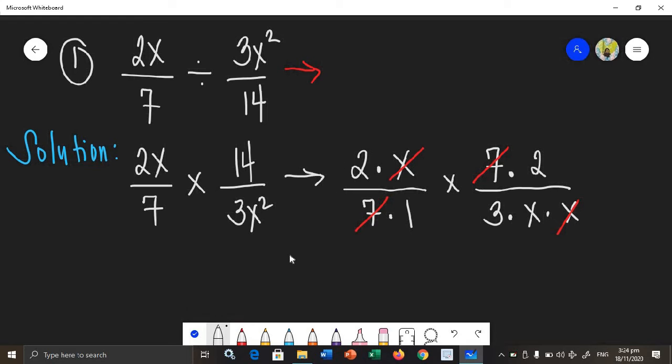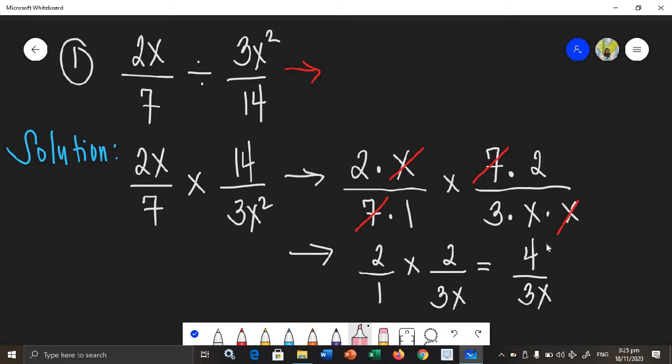Now that we have canceled out common factors, we need to multiply the remaining factors. Here, what's left is 2 over 1, times 2 here, and then 3 times x, which is 3x. Then we multiply the numerators and denominators. So we have 2 times 2, that is 4, and 1 times 3x, that is 3x. Therefore, this is now your quotient.